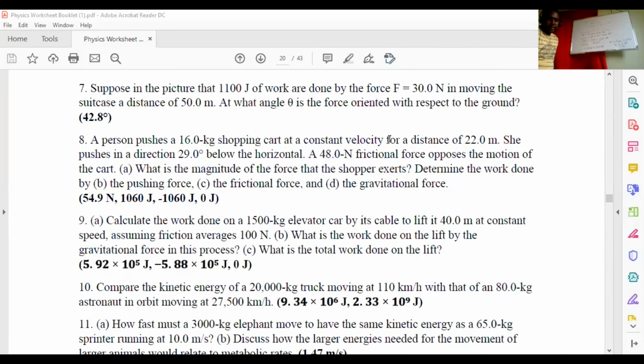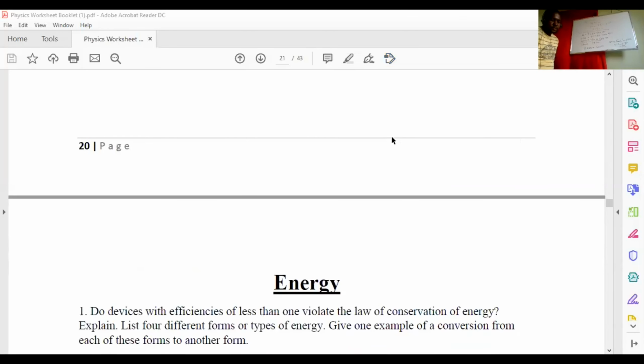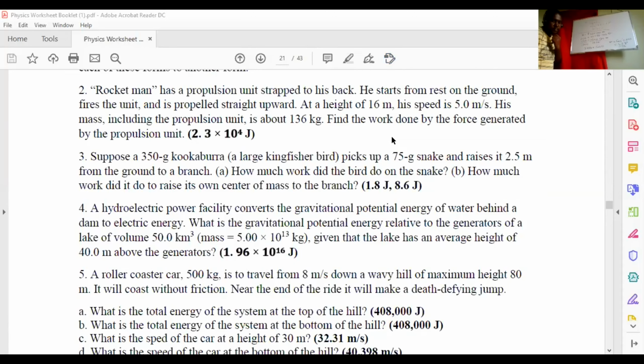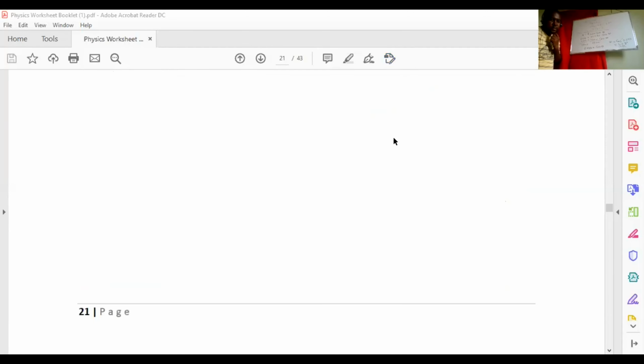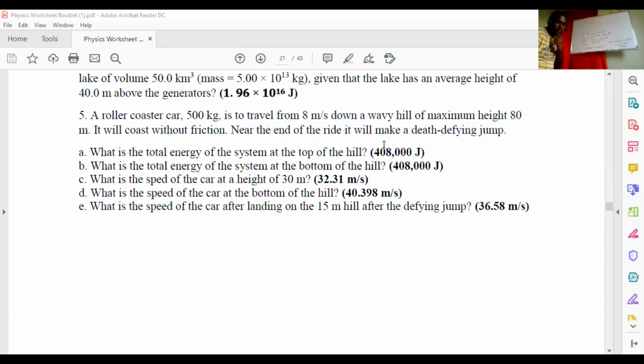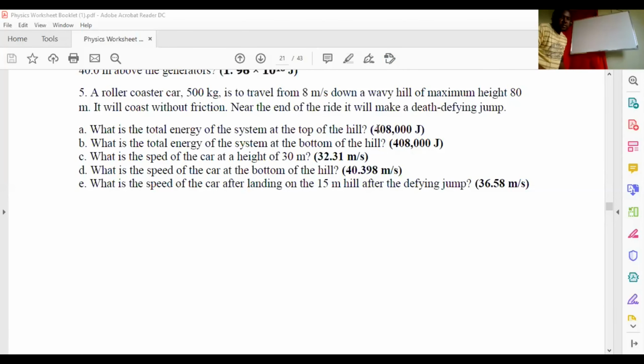All right, so that's it for work. Let's look at energy now. We're just going to do one question for energy, which is question 5. It says a roller coaster cart, 500 kilograms, is to travel from 8 meters per second down a wavy hill of maximum height 80 meters. It will coast, without friction, and near the end of the ride it will make a death-defying jump. What is the total energy of the system at the top of the hill?